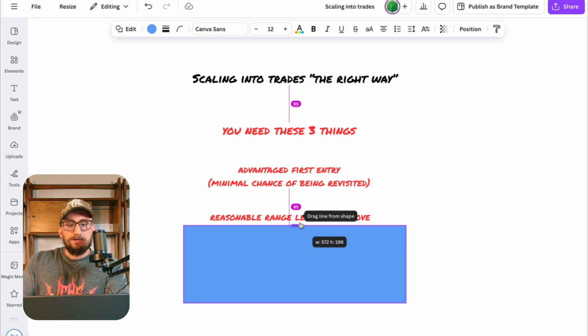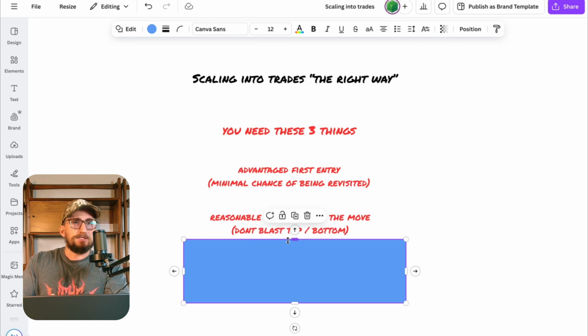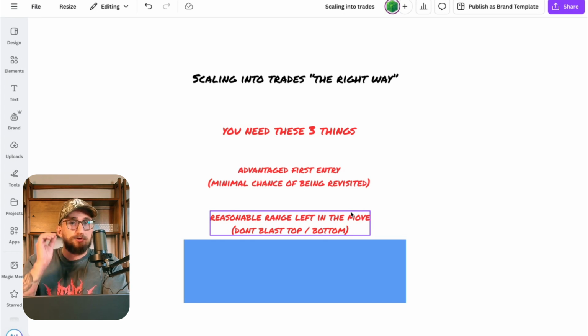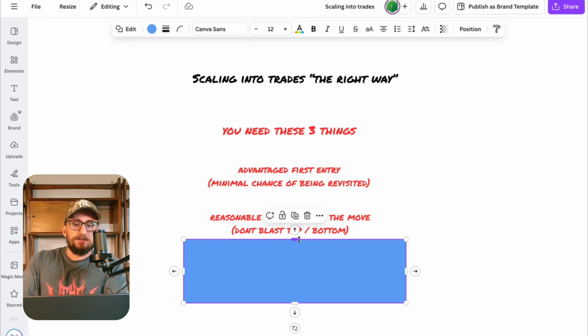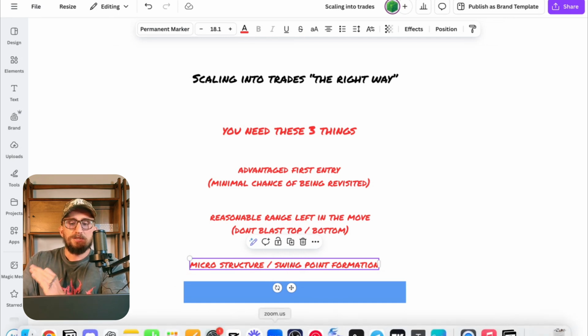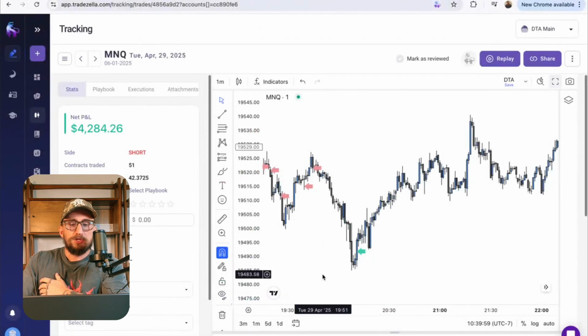In addition to that, you need to have reasonable range left in the move. Now, I don't recommend blasting the top or blasting the bottom. Notice how I always added on a pullback so that I could have some sort of cushion when it started to move. And as soon as it started to confirm the move, I would trail it to help protect the profit. The only reason I'm willing to add to a trade is because I see a new risk point. So I'm able to base a new trade onto it. That means my invalidation is based on that as well. And then finally, you need microstructures like I showed you, swing point formations, order blocks, fair value gaps. You need something that's going to confirm a bullish structure.